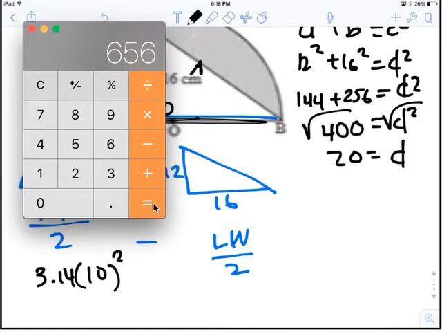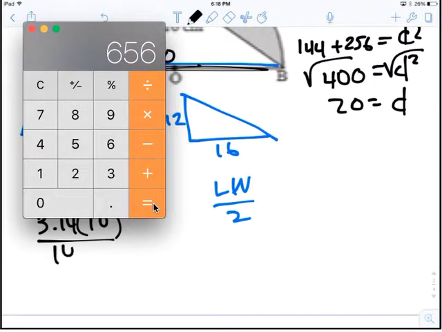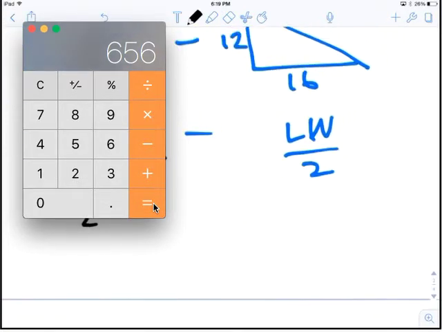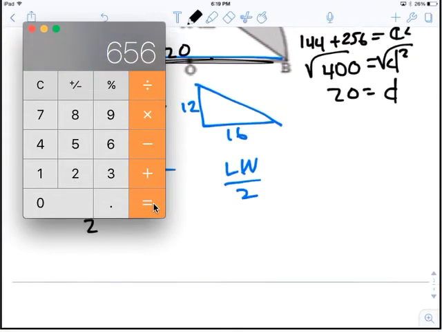So 10 squared divided by 2. Oh no, not divide by 100. Divide by 2. You should get, let's see.